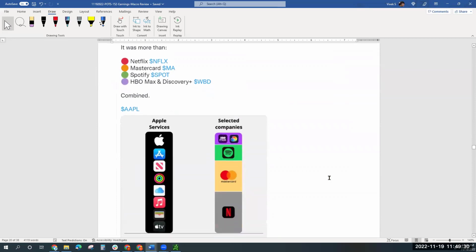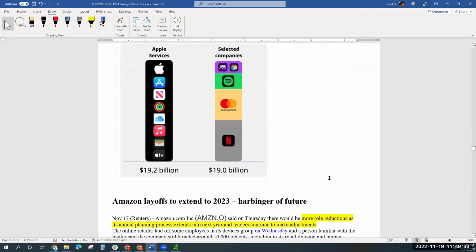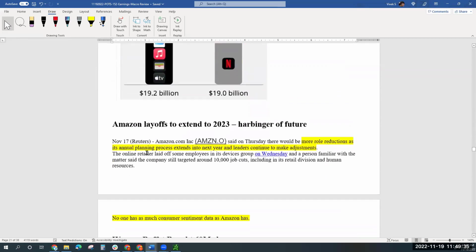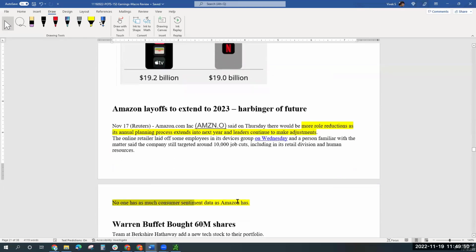But yeah, everyone has their own preferences. Now we saw Amazon already laid off 10,000, and Andy Jassy says that even in 2023 they will continue to adjust. What worries me is not the Amazon employees, but consumer spending. No one has the consumer spending data that Amazon has for projecting consumer trends. So they're already saying we will have more role reductions into next year.